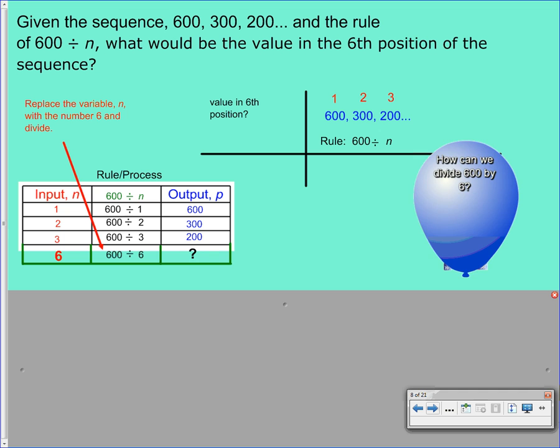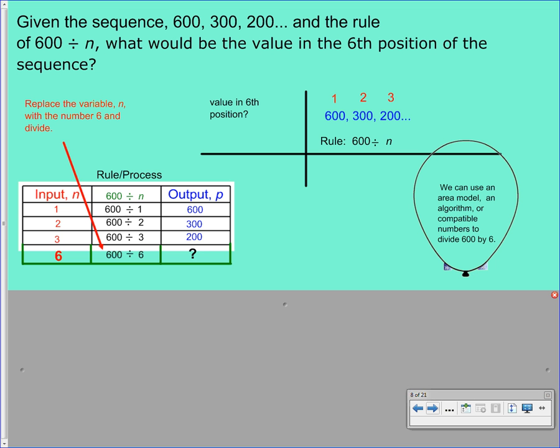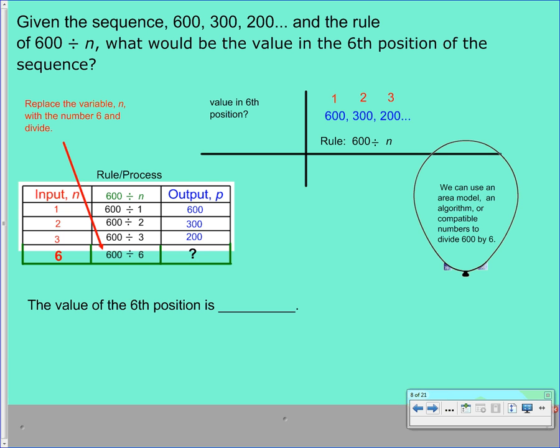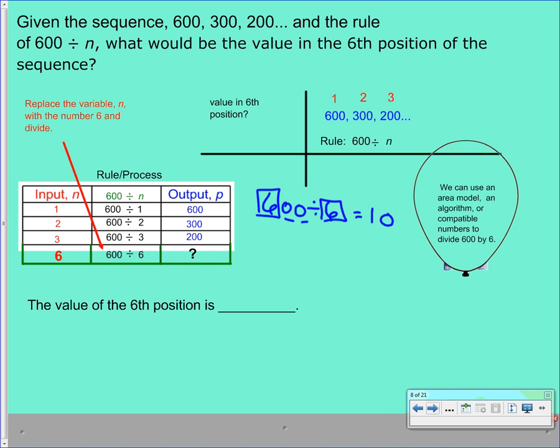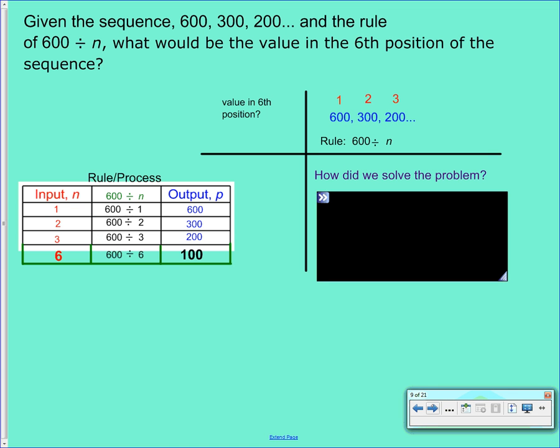So how can we divide 600 by 6? We can use an area model, an algorithm, or compatible numbers to divide 600 by 6. I'm actually going to do something a little bit different. In this case right here, I've got a 6, 2 zeros. 6 divided by 6 is 1. Bring my 2 zeros over. That's 100. But they're right, we could use an area model, algorithm, or compatible numbers. So we found out that the output is going to be 100.